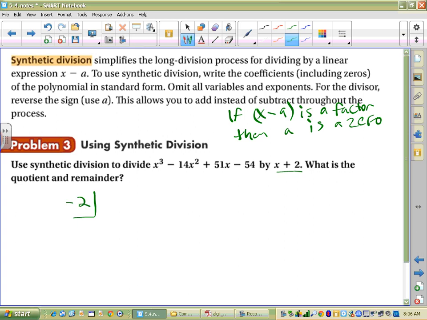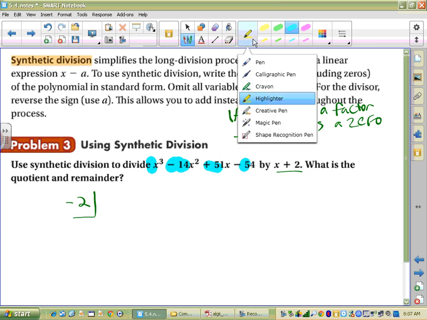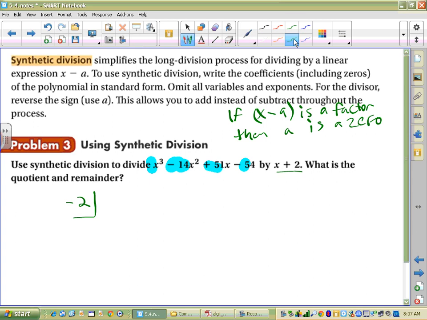One thing to notice about synthetic division: rather than using variables, all I'm going to be doing is using numbers, or coefficients. Let me highlight all my coefficients here. There's one there, and literally there's one there. There's a coefficient there, there's a coefficient there, and there's a coefficient there. And that's all I'm going to be using when I set this up. If you don't get it the first time through, don't worry, because we'll go over everything in detail in a minute. So we start with a 1 and a negative 14 and a 51 and a negative 54.